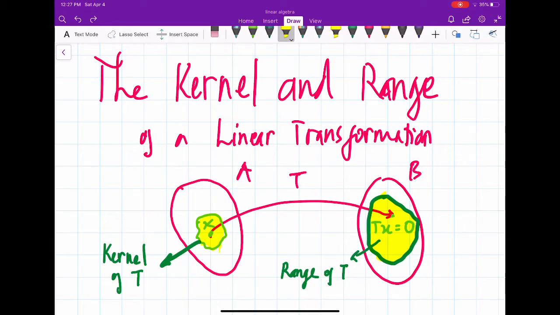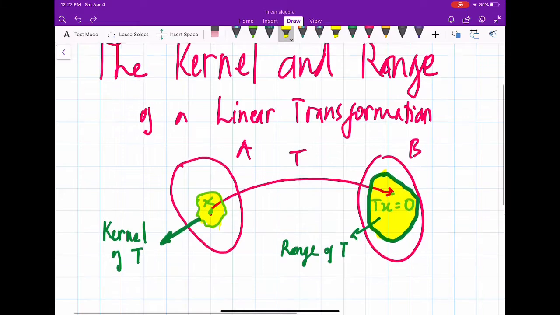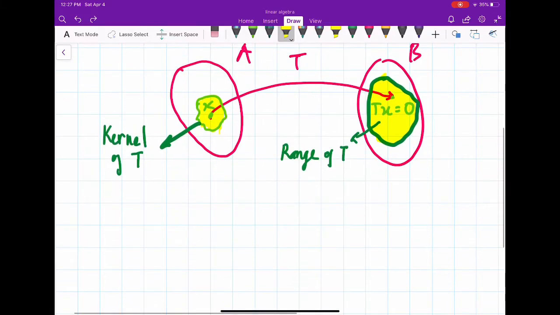Hello. In the previous videos, we studied linear transformations and matrices of linear transformations. Today, we'll study kernel and range of a linear transformation. We will look at this from the point of view of matrices. Okay? So, let me remind you what we learned in the matrix topic.